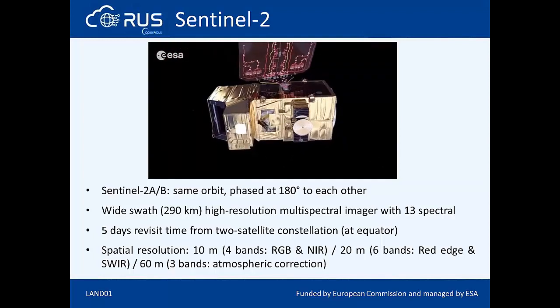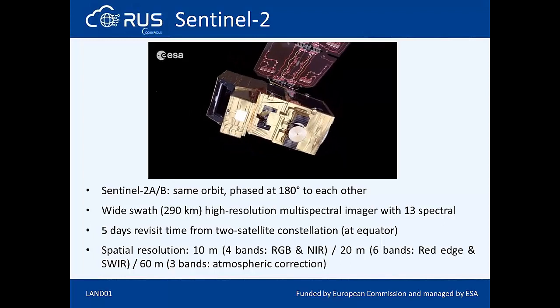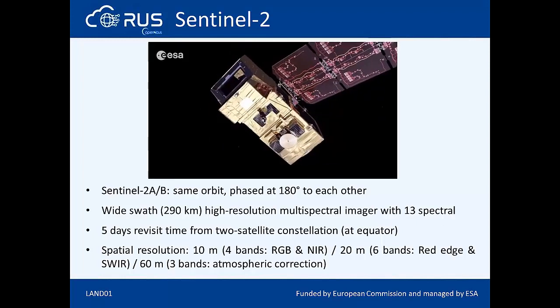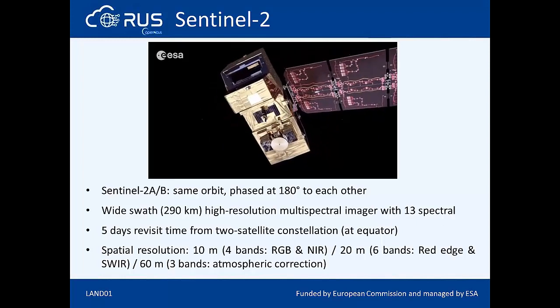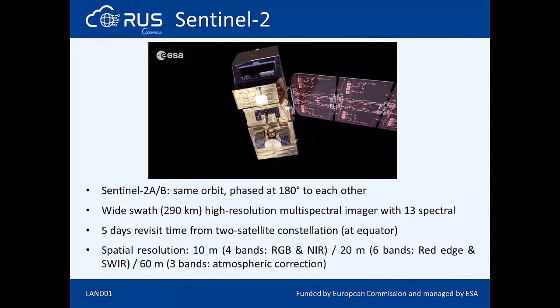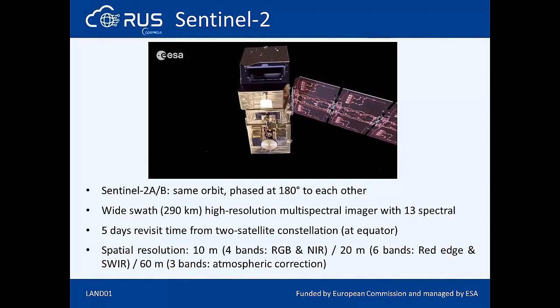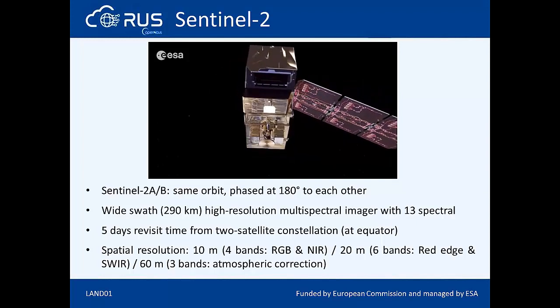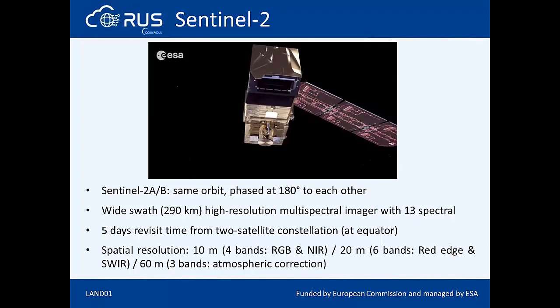So there is no charge for those images. As you can see in this slide, I just want to highlight 2 main characteristics of this satellite, which are the revisit time, which is 5 days at the equator, and the different spatial resolutions that we can find, from 10 meters to 60 meters.